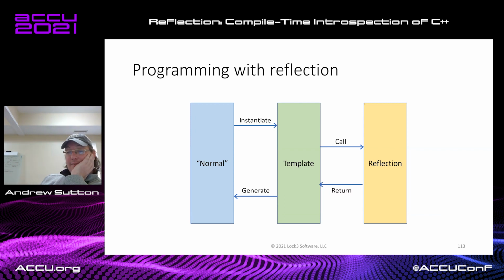Okay, so what kind of reflection capabilities will there be for attributes?